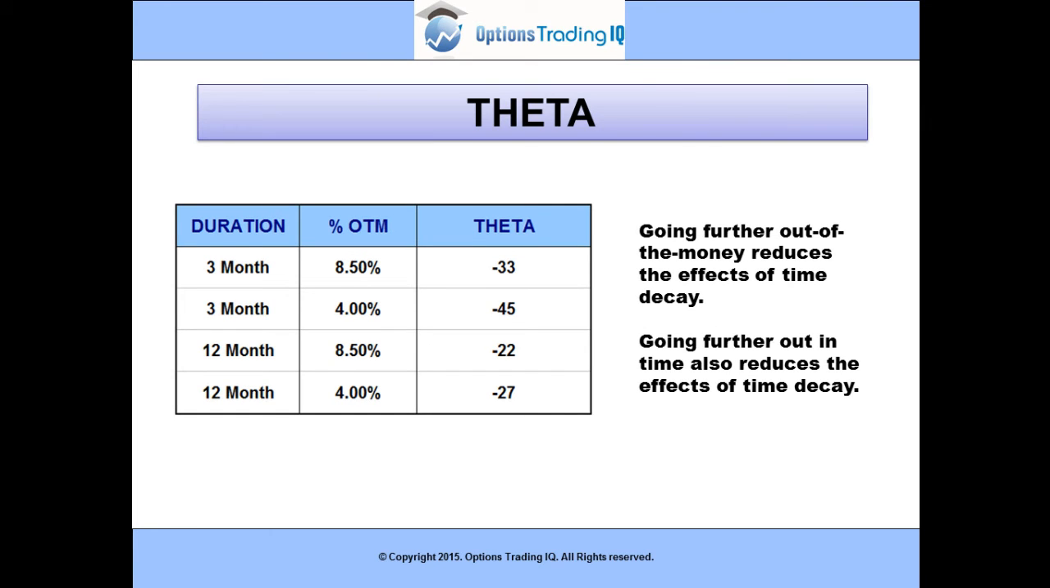A little bit more on theta. Similar examples here, going further out of the money reduces the effects of time decay, so placing the trade further away, you can see the top two lines there, the 8.5% away is only suffering time decay of 33, or theta of negative 33, and the 4% is negative 45. And similar, going further out in time also reduces the effects of time decay, so we've dropped from 33 to 22 and from 45 to 27.